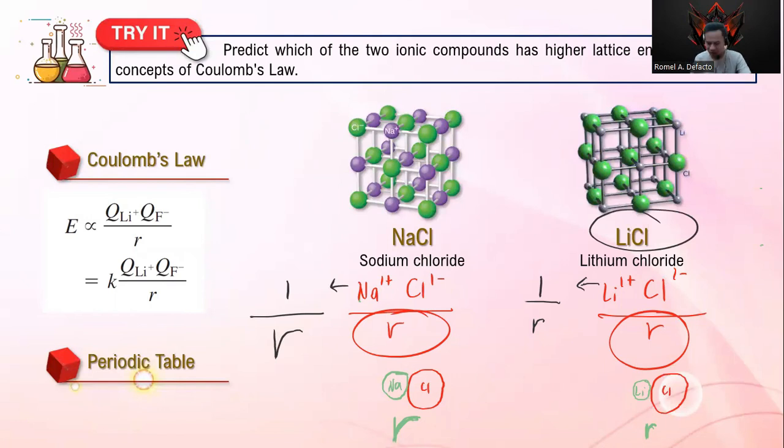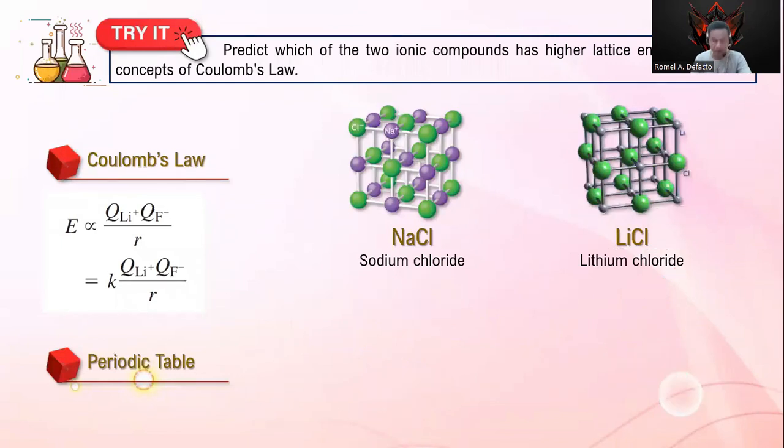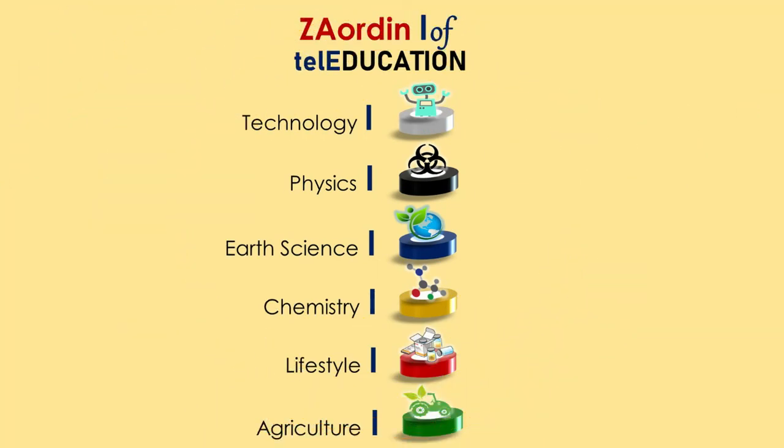Okay? So again, we are simply predicting, no? So I hope you understand that. Okay. So I hope you can also try to compare different compounds. Those examples a while ago, you can try comparing them in the previous slides so that we can know if you can predict which has the higher lattice energy. Okay.